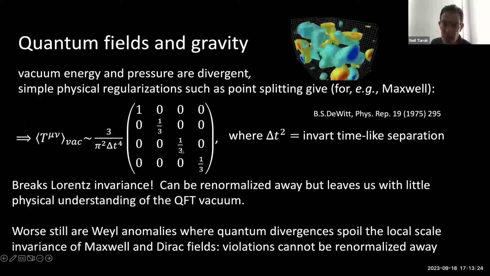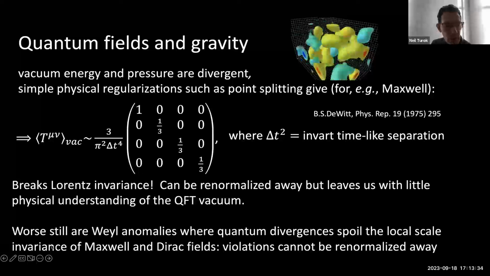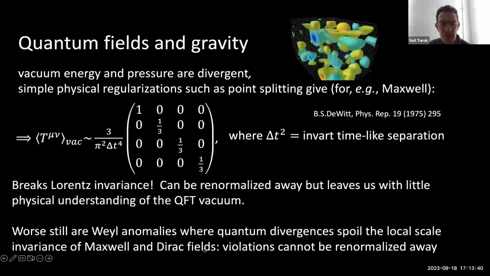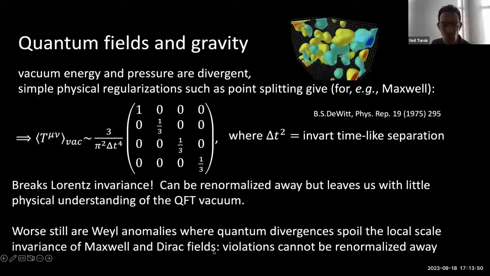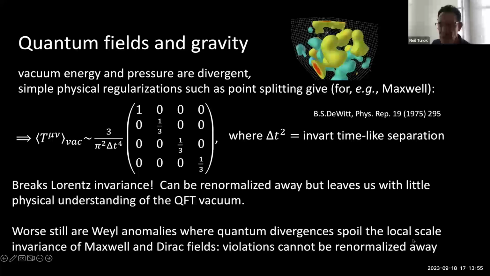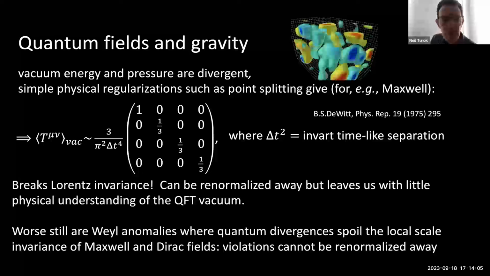This is bad enough, but even worse than this are the Weyl anomalies, where the same quantum divergences as delta T goes to zero spoil the local scale symmetry of Maxwell and Dirac fields. And so these very beautiful features of the theory, which are very important in terms of their own quantum behavior, are spoiled when we couple them to gravity. And these violations of basic symmetries cannot be renormalized away. So there are deep problems involving coupling standard type of matter to gravity. And what Latham and I have proposed is a new solution to these difficulties.